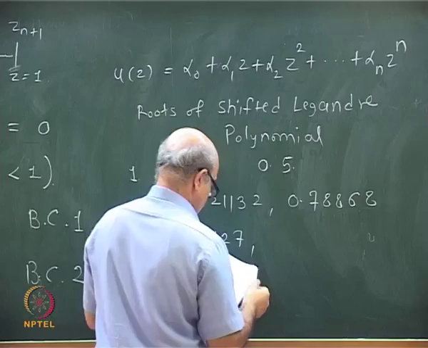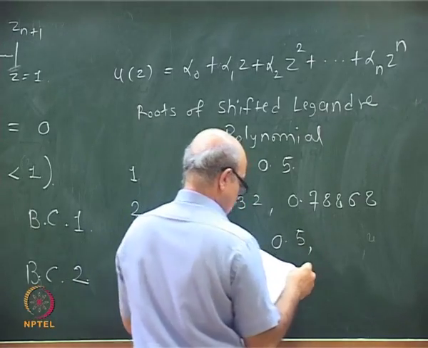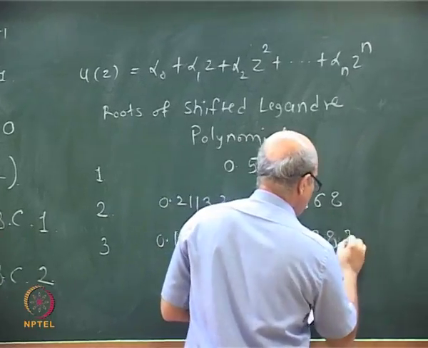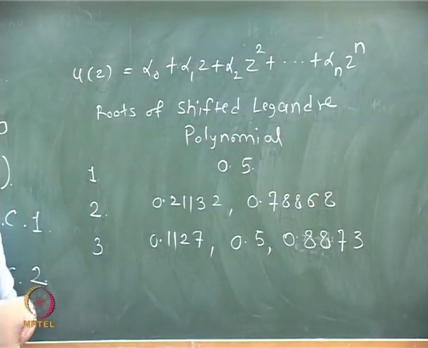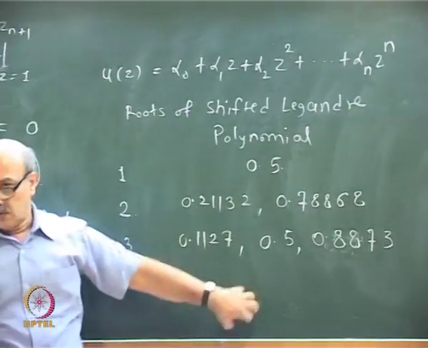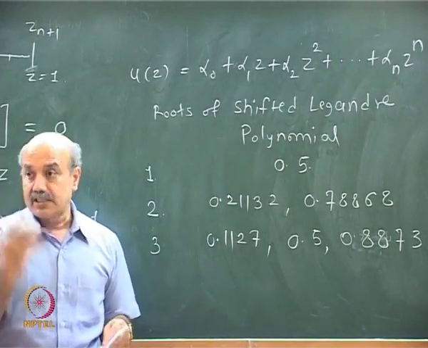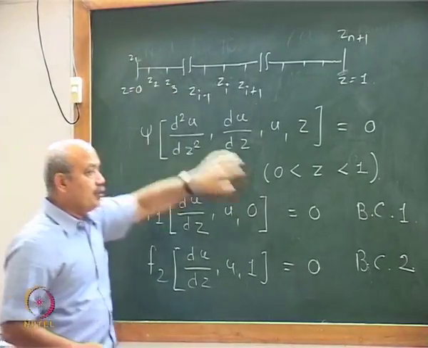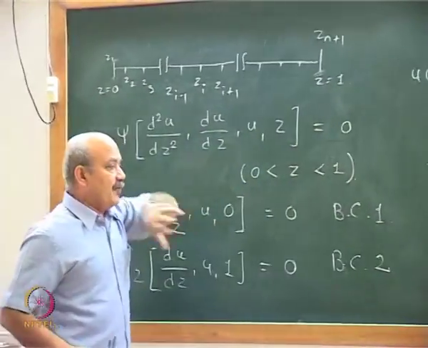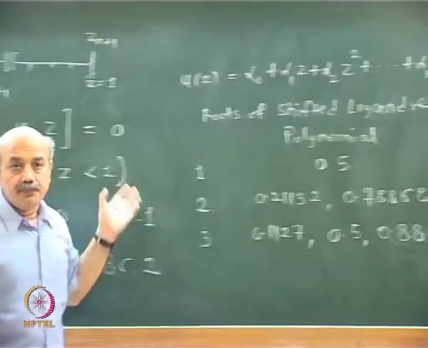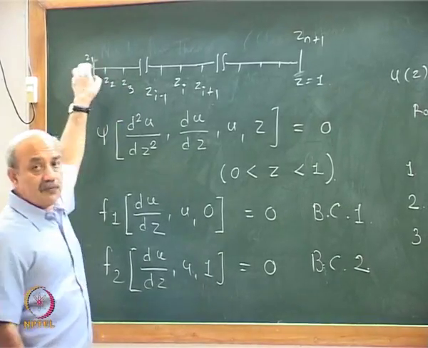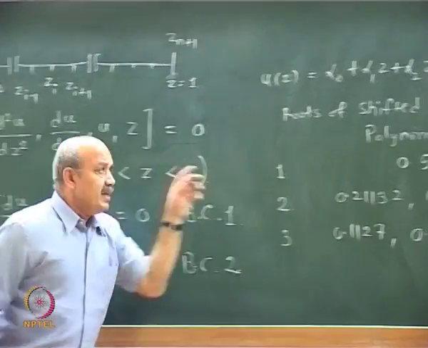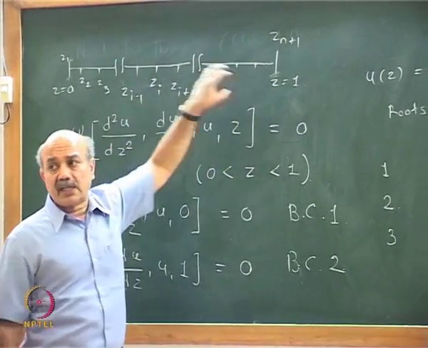0.1127, 0.5, and 0.8873, and so on. If you look at standard textbooks, you will get these roots of the shifted Legendre polynomials. And I'm going to place these collocation points at the roots of this shifted Legendre polynomial, which means if I happen to choose three collocation points in this domain, the first one, z1, will of course be 0, the second one will be placed at 0.1127. This domain is scaled between 0 and 1.